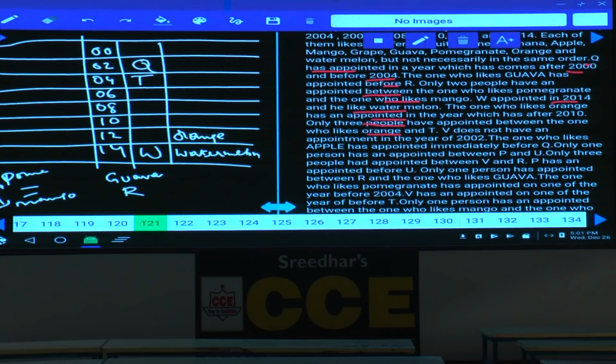Only 3 people between orange. V does not have an appointment in the year 2002. Hence, this information is not required at all. The one who likes apple has appointed immediately before Q. Apple means that person must be in the year 2000. Apple immediately before Q. Only one person has an appointment between P and U. Now, between P and U, there must be exactly 1 person, isn't it?